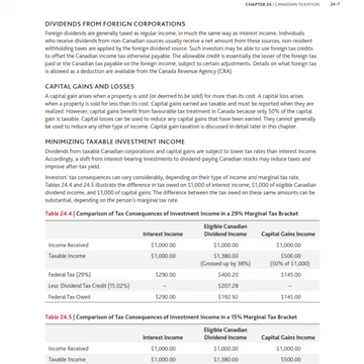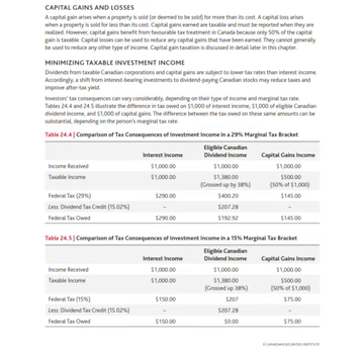Table 24.4 and 24.5 illustrate the difference in tax owed on $1,000 of interest income, $1,000 of eligible Canadian dividend income, and $1,000 of capital gains. The difference between the tax owed on these same amounts can be substantial, depending on the person's marginal tax rate. Table 24.4, comparison of tax consequences of investment income in a 29% marginal tax bracket.